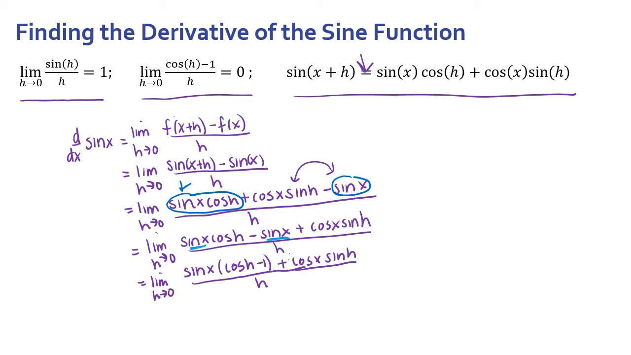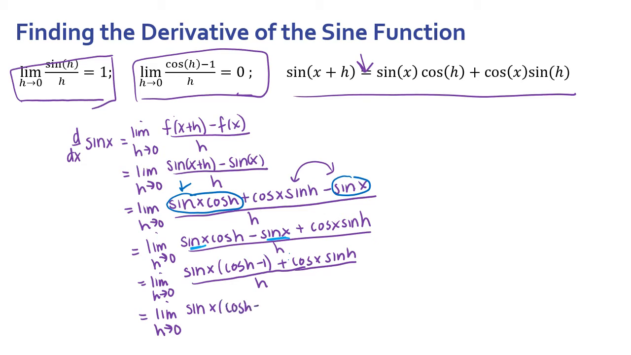Now you could be wondering, why am I doing this? Well, that's where the limits that we already came up with in the last chapter come into play. I can rewrite this as two limits: the limit as h approaches 0 of the sine of x times the cosine of h minus 1 all over h, plus the cosine of x times the sine of h all over h.